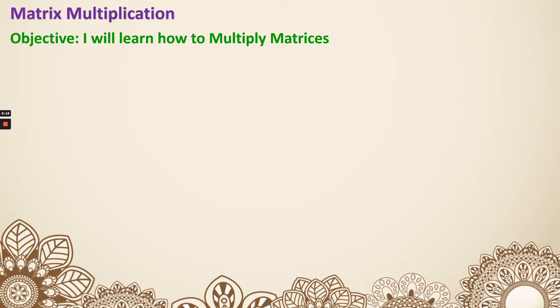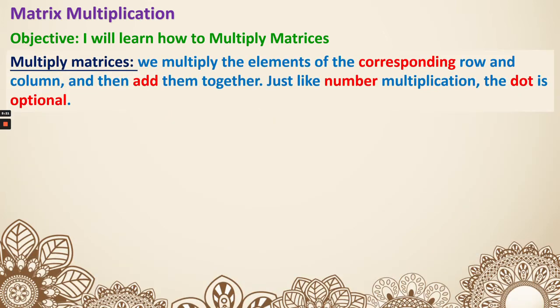Moving on. Multiply matrices. We multiply the elements of the corresponding row and column and then add them together. As of right now, you may not fully understand what the word corresponding means. We will see what it means in an example later. But mainly these words are just telling you when we multiply matrices, we're going to multiply pairs and then we are going to add all the pairs together.